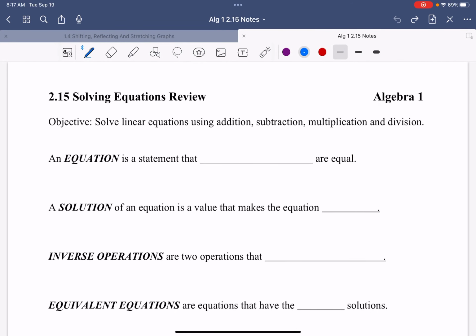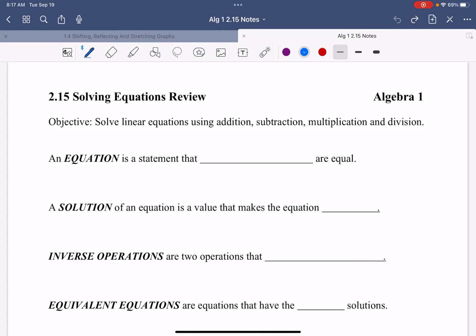All right. Okay. Section 2.15 is not a section in your book, but we are going to do a bit of equation review today. So our objective, we're going to solve linear equations using addition, subtraction, multiplication, and division. So first we have to talk about what an equation is.